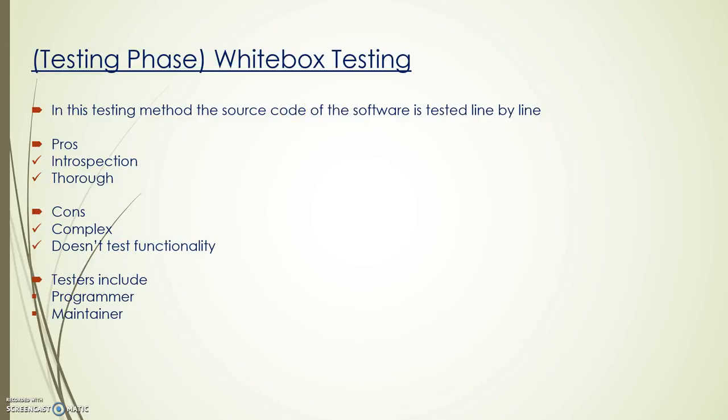Now, white box testing. White box testing is a testing method where the source code of the system is tested line by line, as each line of the coding is tested. The pros, introspection. It is thorough. The cons, it is complex and doesn't test functionality. The testers are the programmer and the maintainer, who is a programmer who didn't write the code.